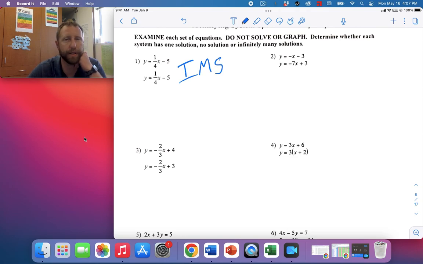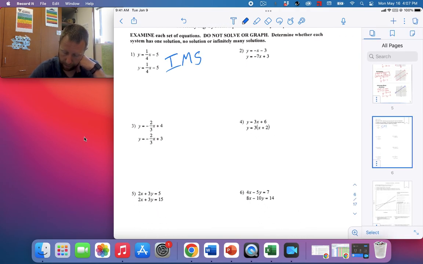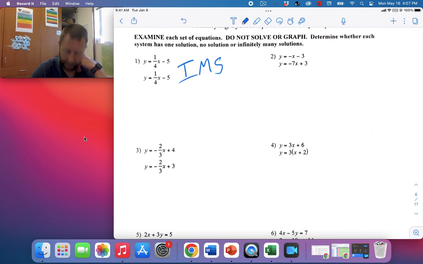If everything's the same, that was the one we just did, I'm going to abbreviate it: infinitely many solutions, IMS. For number 2, take a look at the slopes and the y-intercepts. In the top equation, my slope is -1. There's no number written there, so I know it's a 1, but there's a negative sign, so it's -1. For the second equation, it's -7. Slopes are different. Right away, you're done. That's all you care about. If the slopes are different, that's like our first 4 problems from the homework that we did. It's going to be one solution.